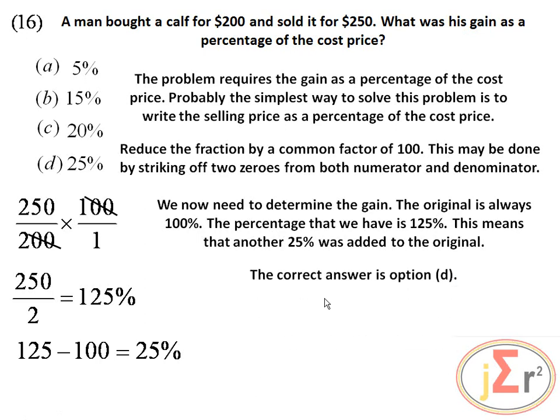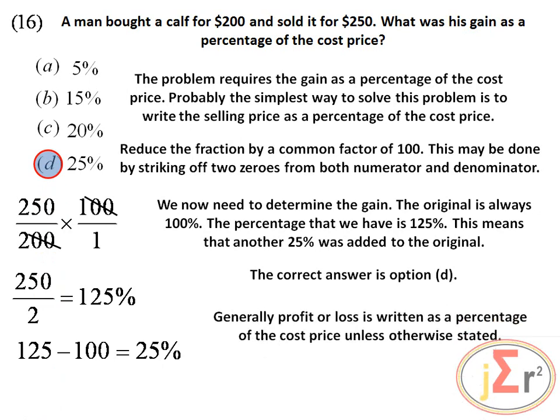The correct answer is option D, 25%. Generally, profit or loss is written as a percentage of the cost price unless otherwise stated, as we said before.